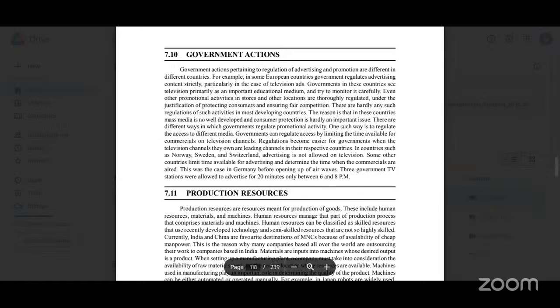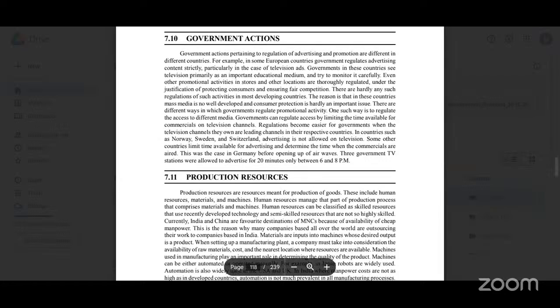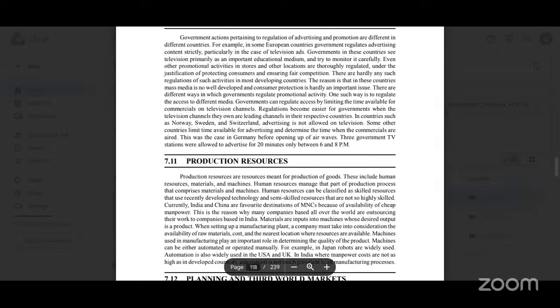So the actions pertaining to the regulation of advertising and promotion are different in different countries. This is something that we have been covering repeatedly in the last few classes. For example, in some European countries, government regulates advertising content strictly, particularly in the case of television ads. We have already covered this. So governments of these countries see television primarily as an important educational medium and they try to monitor it carefully. They may have regulations in terms of when the ads can be seen and at what periods in time.